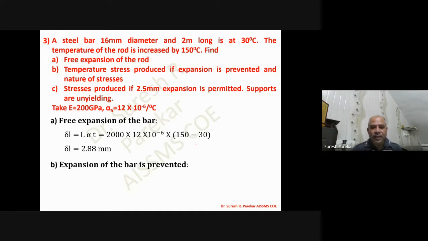Now the expansion of the bar is prevented. Then we know we have the formula sigma is equal to alpha T E. In this, we have expansion delta L 2.88 and free expansion of the bar. So what will be the stresses in this? The stresses are zero because we are allowing free expansion. Then if expansion of the bar is prevented, we are going to get compressive stresses, and the formula we know is alpha T E, and that will be 288 MPa. That will be my stress in the bar when we prevent expansion fully.